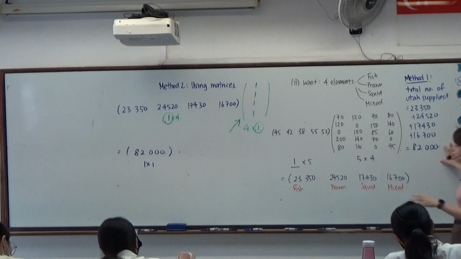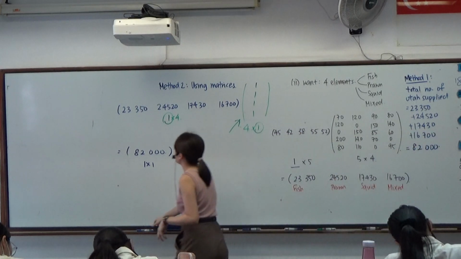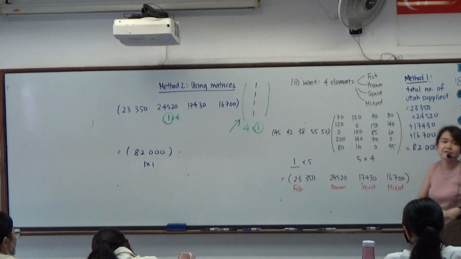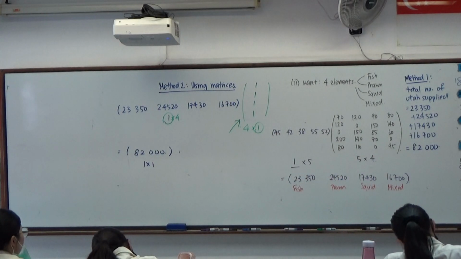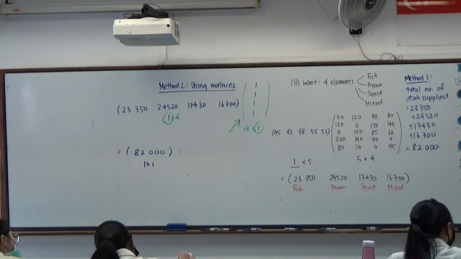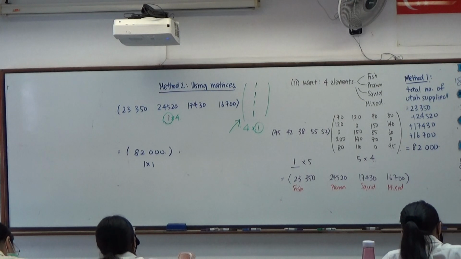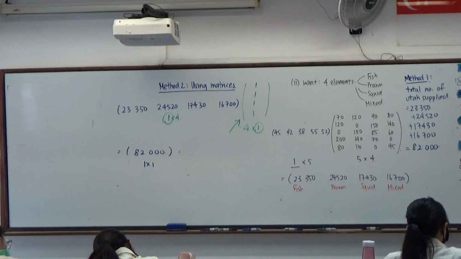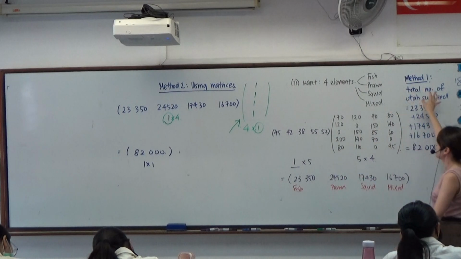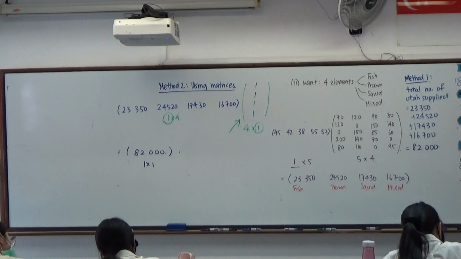So it's method 1 or method 2. You can do method 2 when the question actually specified using matrices itself. Otherwise, there's nothing wrong with doing method 1. There's nothing wrong with doing partially matrices and then partially normal calculation.